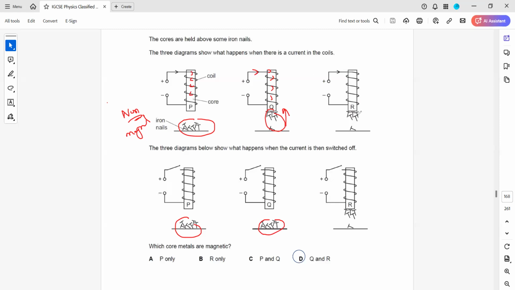For R, when we are passing the current, the nails are attracted. When the current is cut off, the nails still remain intact. So it's a magnetic material, a hard magnetic. So Q is magnetic, R is also magnetic. Q is a soft magnetic, where R is a hard magnetic. But both are magnetic. That's why option D is the right answer. They did not ask which is hard or soft magnetic. They only asked magnetic. So whether hard or soft, both are magnetic materials.